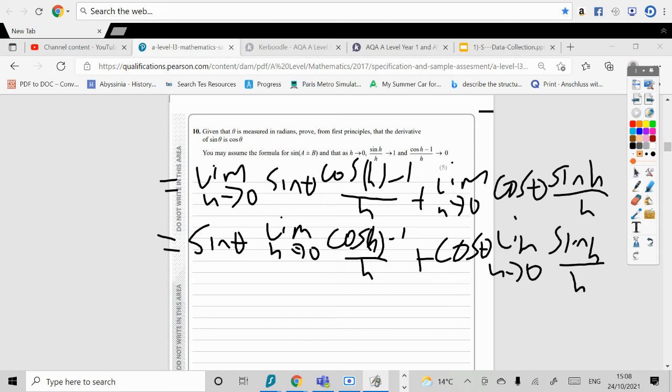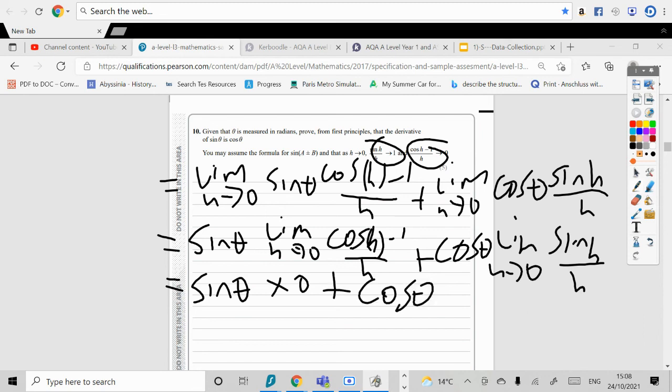So, finally, I need to evaluate this then. So, we know that this will tend to 0 and that will tend to 1, so we're going to use that to our advantage. So we got sine theta, well, that will times by 0, and I add cosine of theta multiplied by, well, that'll tend to 1, won't it, from the question.